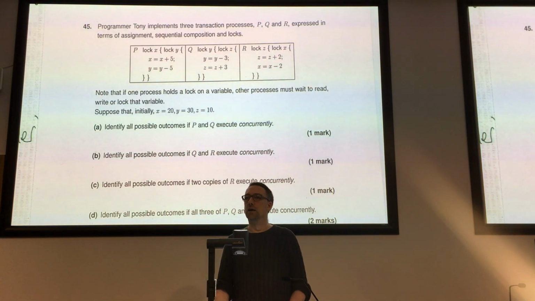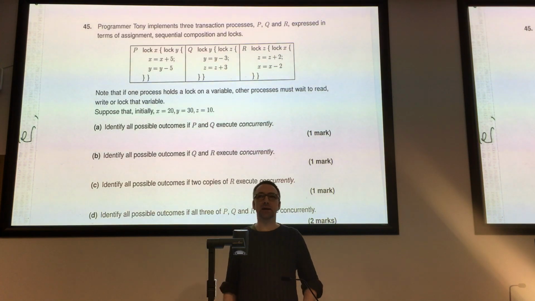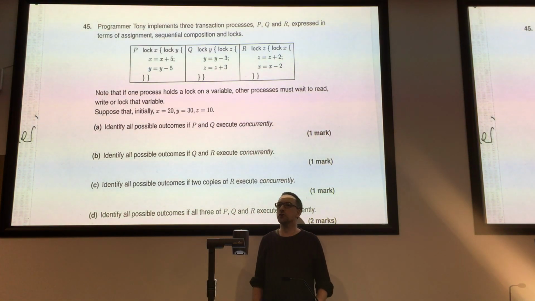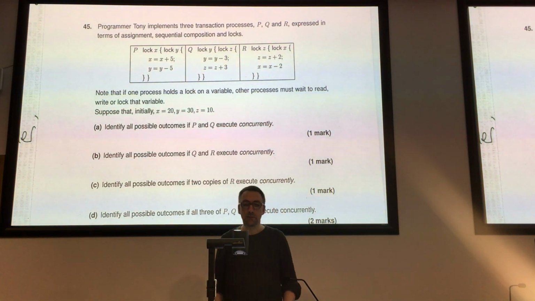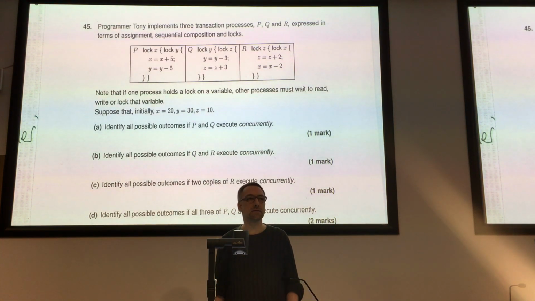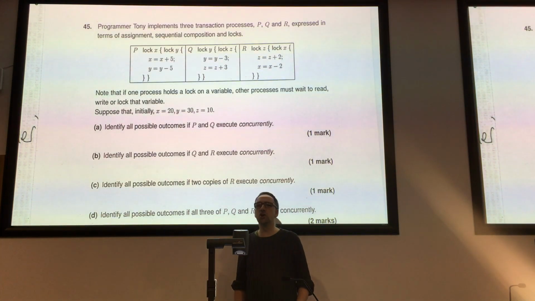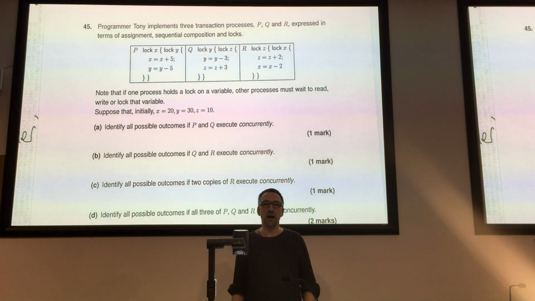And then P and Q both want to take a lock on Y. So it's anybody's guess which of those two happens first. But once one of them has taken the lock on Y, the other one has no choice but to wait until that lock is released. So what that tells you is that either we're going to get all of P executing and then all of Q, or the other way around.